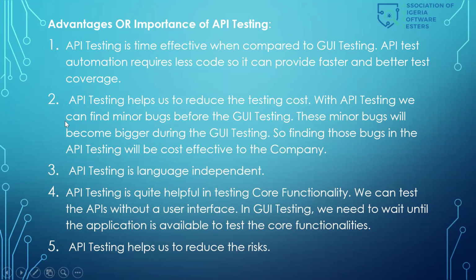With API testing, we can find minor bugs before the GUI testing. Even though we do API testing, we cannot neglect GUI testing, because you know that these APIs are also going to be implemented with the front end.